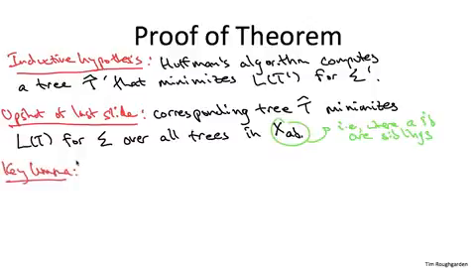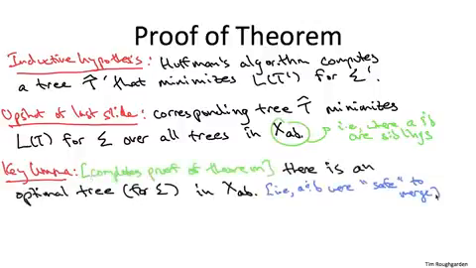So the key lemma, which I'll prove on the next slide, and which will complete the proof of the correctness of Huffman's theorem, is that there is always an optimal solution in the set XAB, an optimal solution in which A and B, the two lowest frequency symbols, are indeed siblings. So I'll give you a full-blown proof of this key lemma on the next slide, but let me first just orient you and develop your intuition about why you'd hope this key lemma would be true.